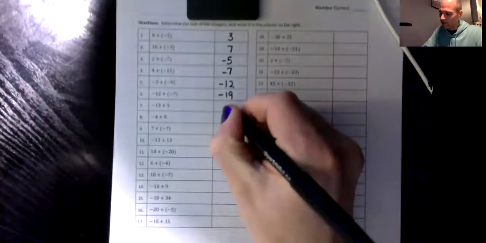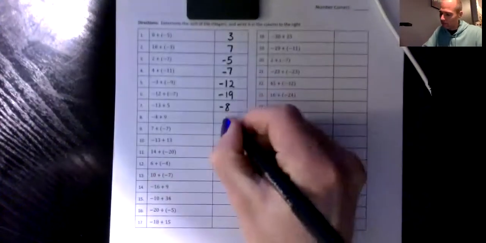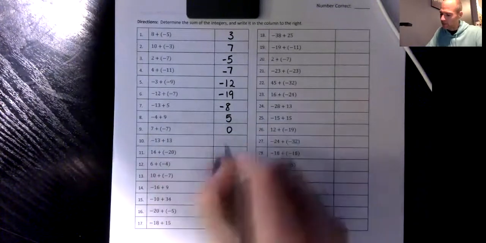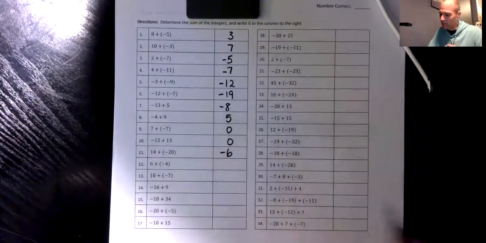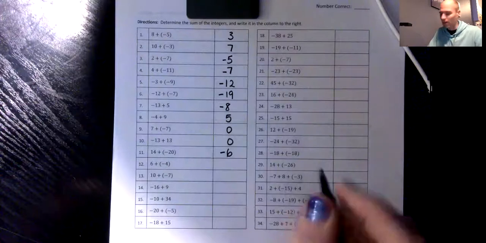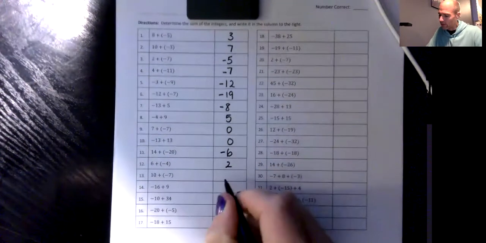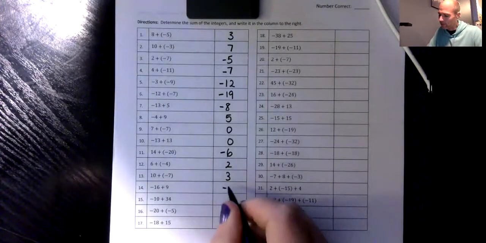13 minus 5 is 8, negative 8. 9 minus 4 is 5. Leave it as positive. This one's 0. This one's also 0. This one will be negative 6. Okay, I'm down at number 12 now. Number 12 will be 2. Then we've got 3. And then we've got negative 7.